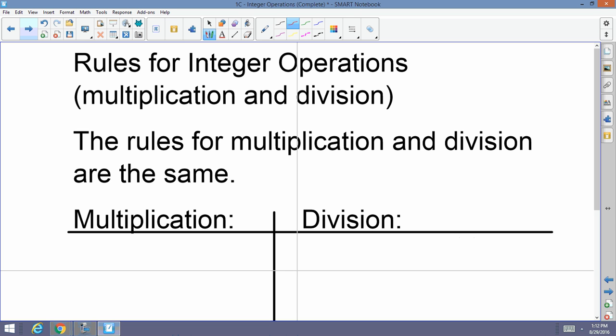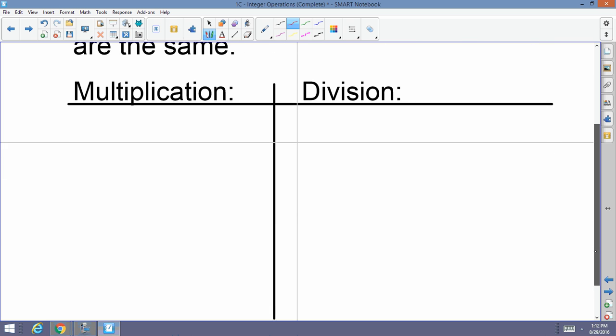Rules for integer operations continue. Let's talk about multiplication and division. The rules for multiplication and division are identical, okay? They are the same. They work as follows.